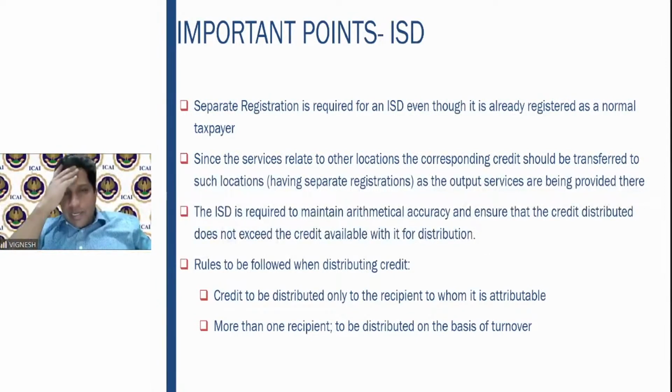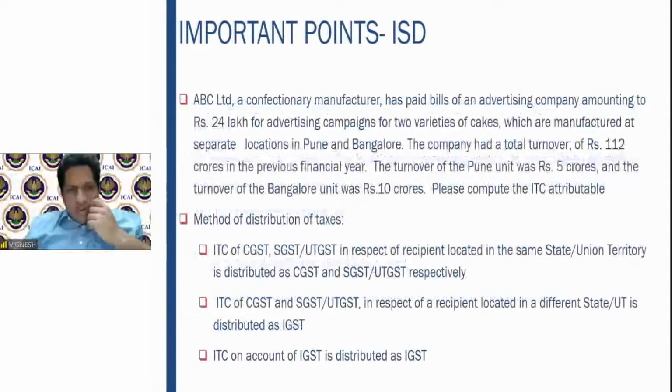Arithmetical accuracy should be maintained. Credit distributed will not exceed the credit which is available for distribution. What are the rules to be followed? If only one recipient is there, it is distributed straight away to him. If more than one recipient is there, you have to distribute on the basis of turnover.